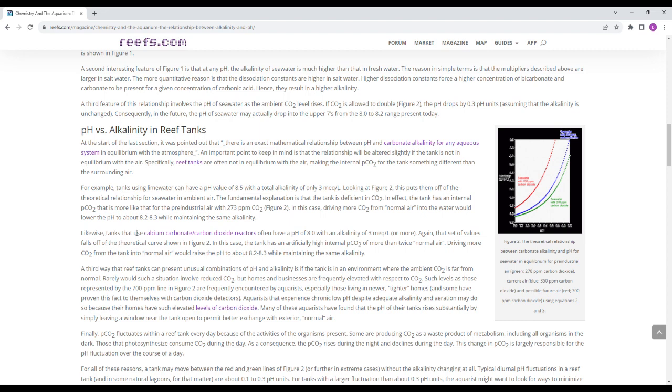Likewise, tanks that use calcium carbonate carbon dioxide reactors often have a pH of 8.0 with an alkalinity of 3 mEq per liter or more. Again, that set of values falls off of the theoretical curve shown in figure 2. In this case, the tank has an artificially high internal PCO2 of more than twice normal air. Driving more CO2 from the tank into normal air will raise the pH to about 8.2 to 8.3 while maintaining the same alkalinity.